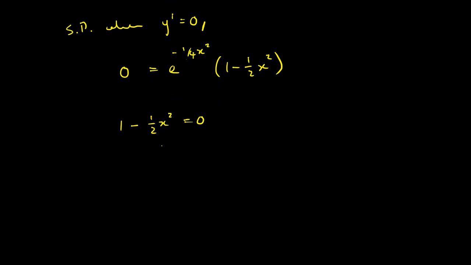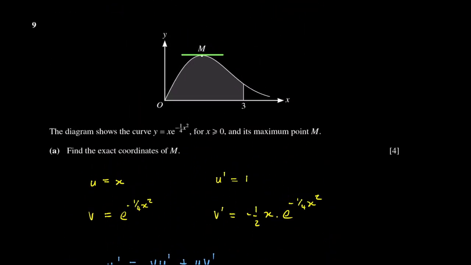And therefore, a half x squared is equal to 1, which means that x squared is equal to 2, which means that x is equal to the square root of 2. Now, it could be plus or minus the square root of 2, but it's obviously got to be the positive value because the x coordinate here on the graph must be a positive, right? A negative value is going to be over there.